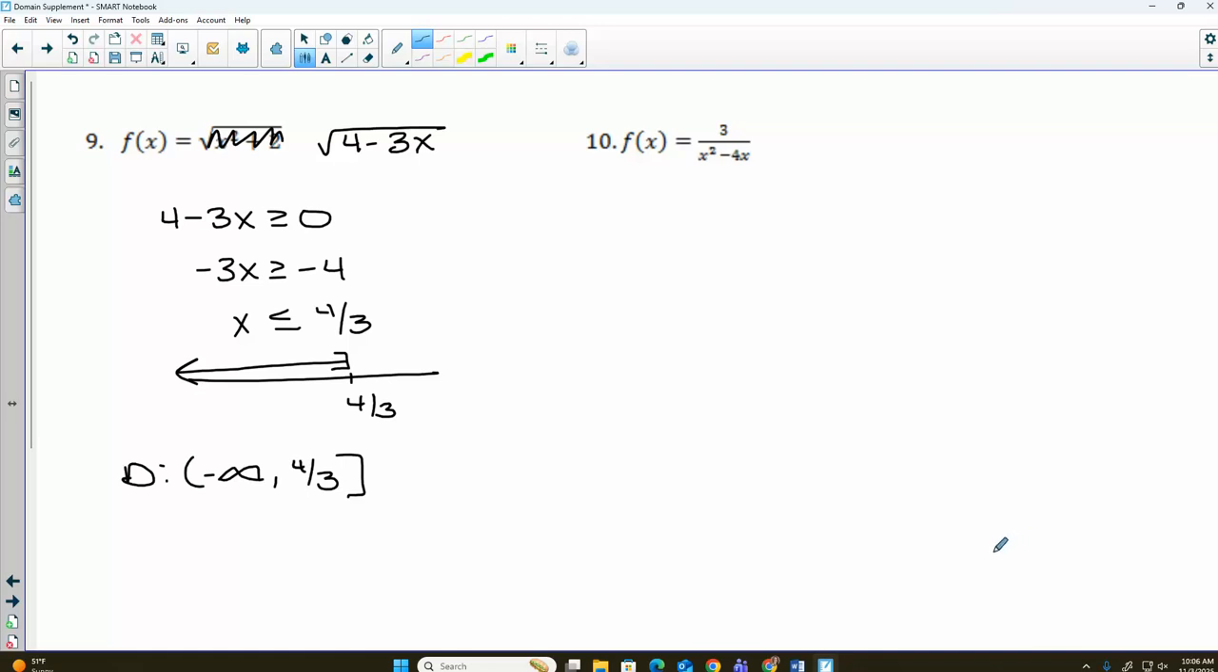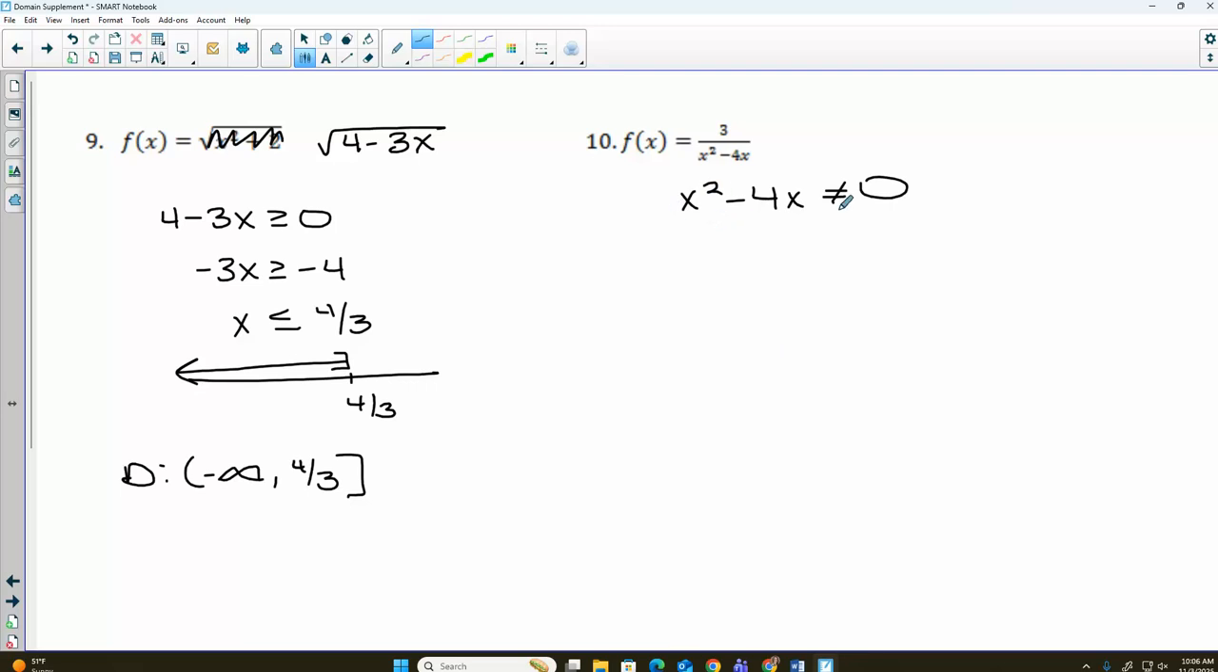Number 10. I have a fraction. I know that in a fraction, the denominator cannot be 0. What do I need to do with that? Well, it's got an x with it. So you have to square the whole thing, don't you?